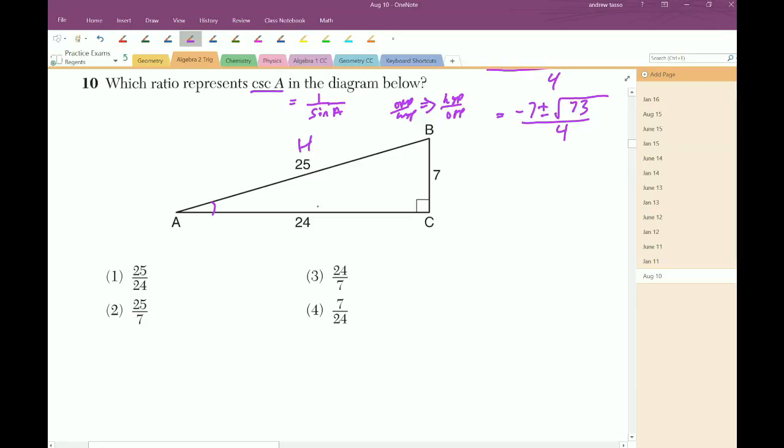So this is the hypotenuse, this is the opposite because it's furthest away from the angle in question, and this is the adjacent. The adjacent is the side that actually touches this arc, and it's not the hypotenuse. So we just have to do hypotenuse over opposite, which is going to be 25 over 7. So that's answer choice 2.